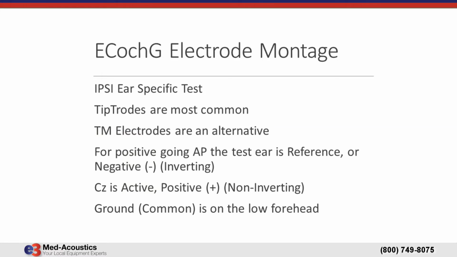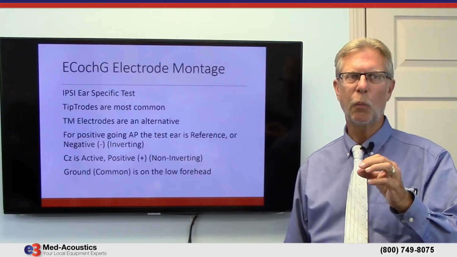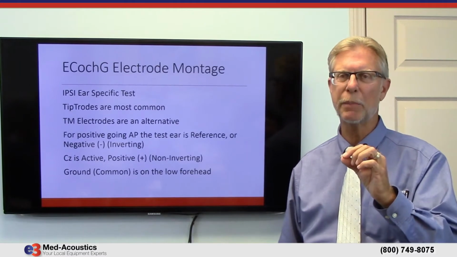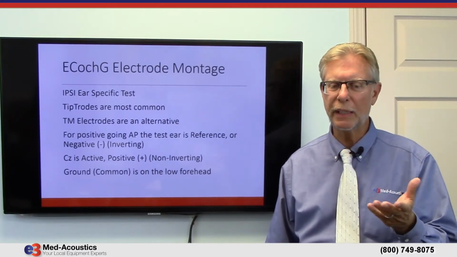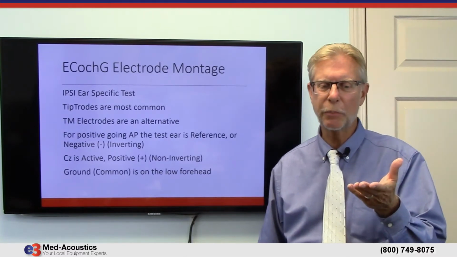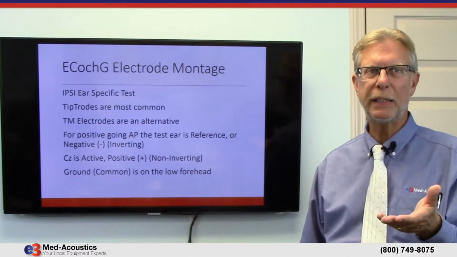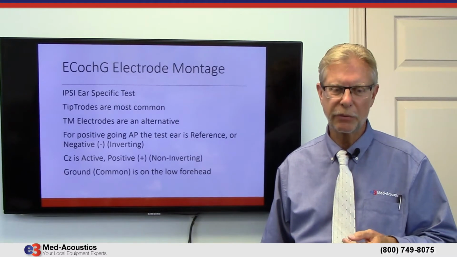An alternative to that is a TM electrode. TM meaning tympanic membrane. So this is an electrode that actually sits right on the tympanic membrane. The third would be a transtympanic electrode that goes through the tympanic membrane and is actually placed on the promontory. That is rarely done. The most common is tiptrodes. Next common would be the TM electrode.